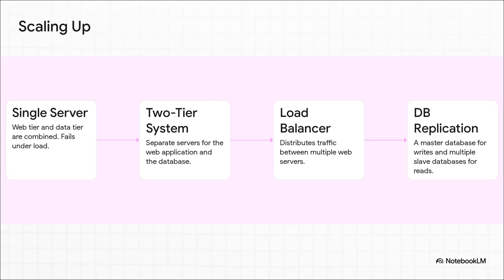First, you split the web app from the database, putting them on their own servers. Then, to handle even more traffic, you add a load balancer to spread out the requests across a bunch of web servers. And finally, you replicate your database, creating copies just to handle all the read requests. Now, each of these steps helps, for sure, but it's still a reactive approach. To build a truly robust system that's ready for growth, we need to stop just fixing problems and start designing with a core set of principles.